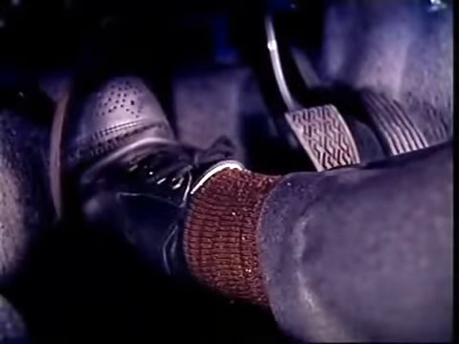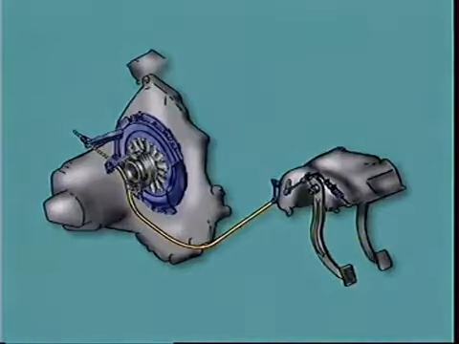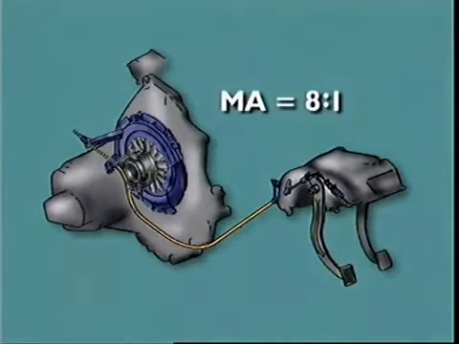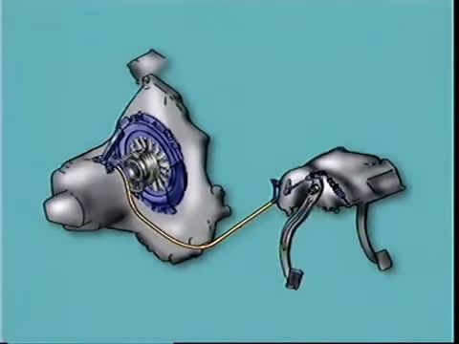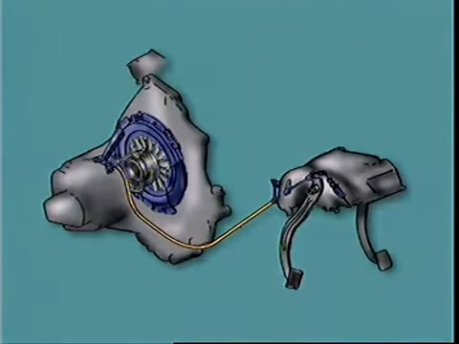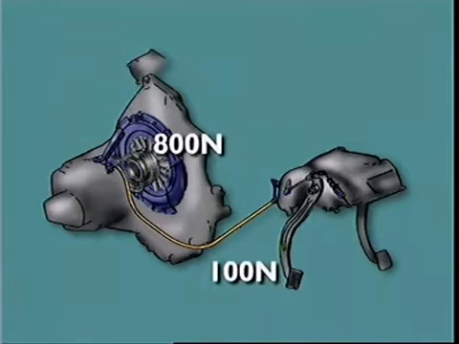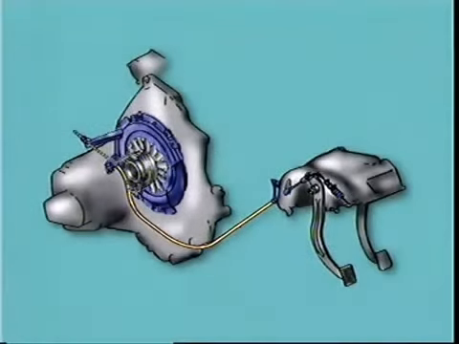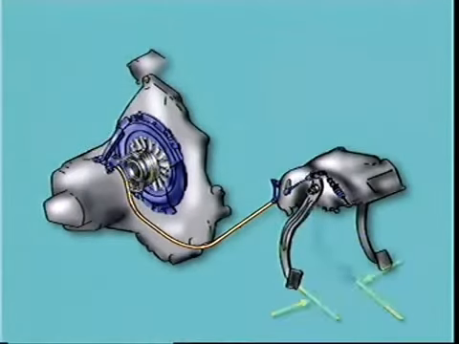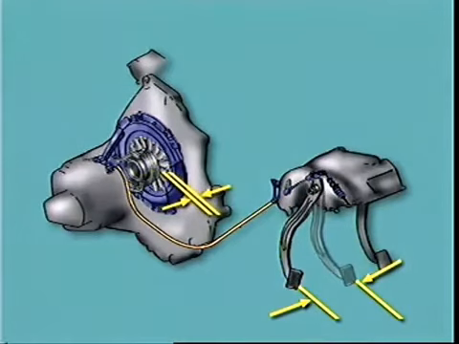A large force is required to depress the pressure plate fingers, so the system gives a mechanical advantage of around 8 to 1. This means the force applied at the pedal pad is magnified 8 times at the release bearing. The corresponding movement ratio can give a pedal movement of up to 200 millimeters, while the release bearing only moves a fraction of this amount.